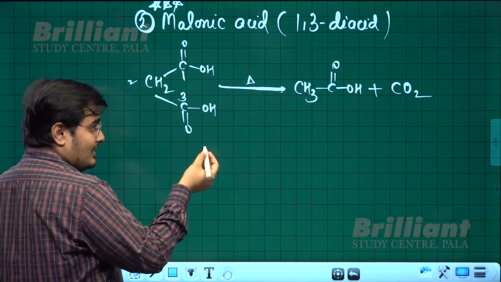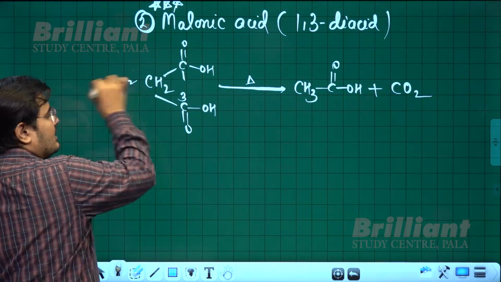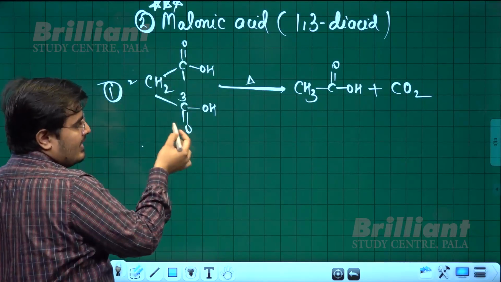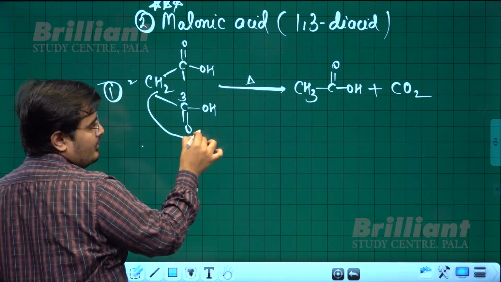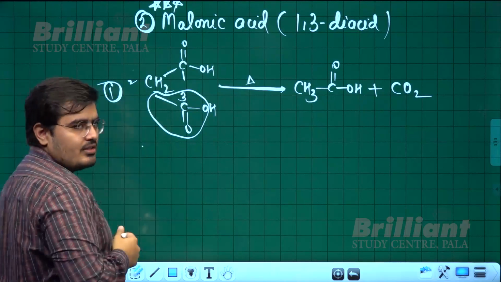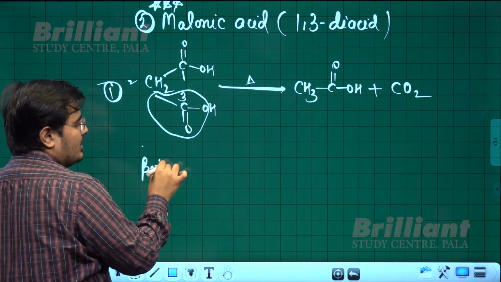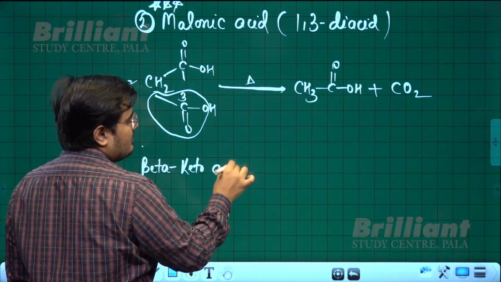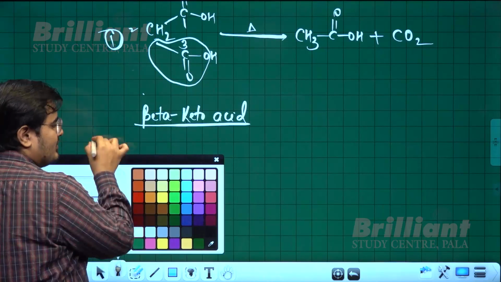So how it decarboxylates we can understand from this one example. Whenever you are having 1,3 acid, what you are going to do is remove one of the carboxylic groups as CO2, remove this CO2 and directly attach H there. The mechanism of this decarboxylation can be understood in terms of beta keto acid. Beta keto acids also readily decarboxylate on heating.